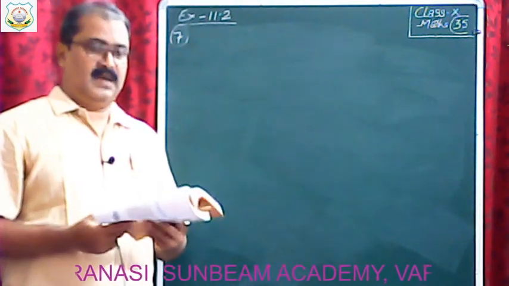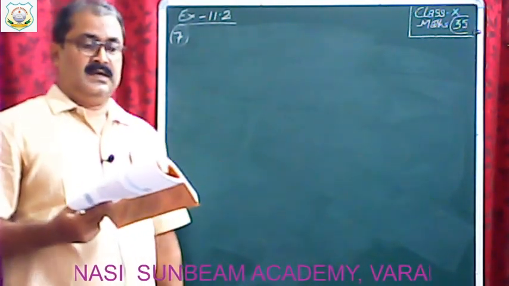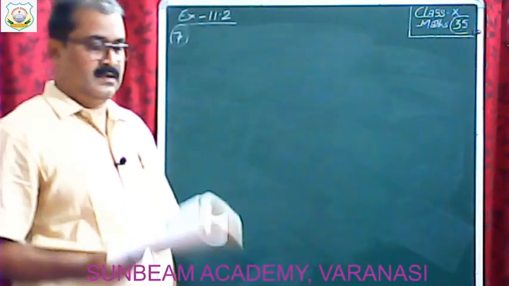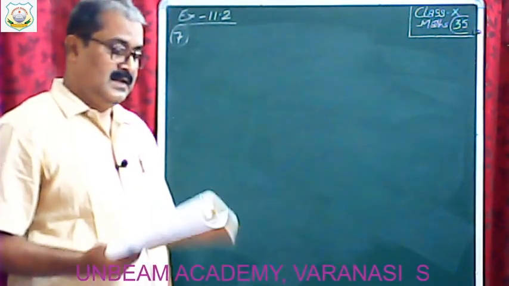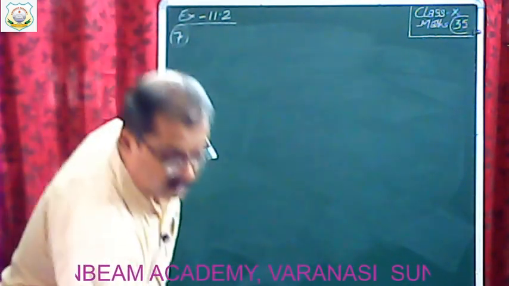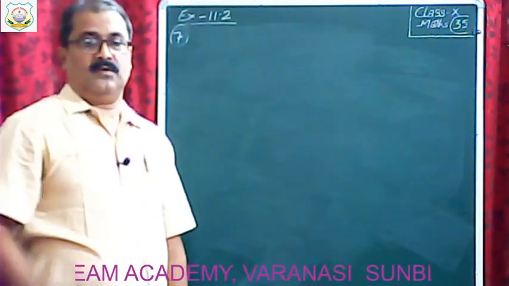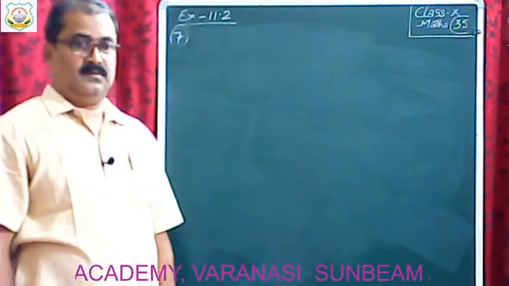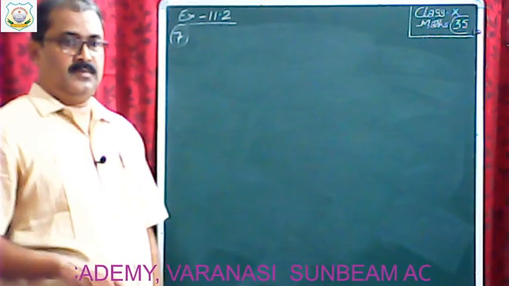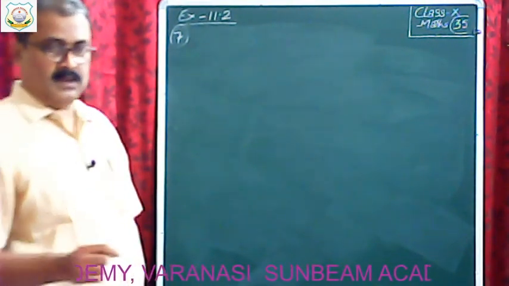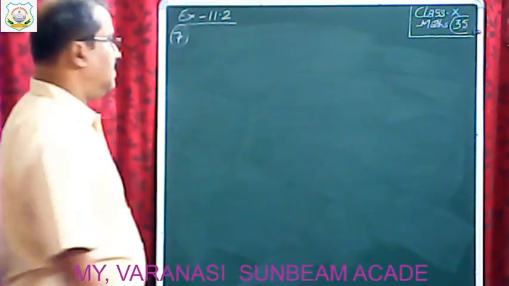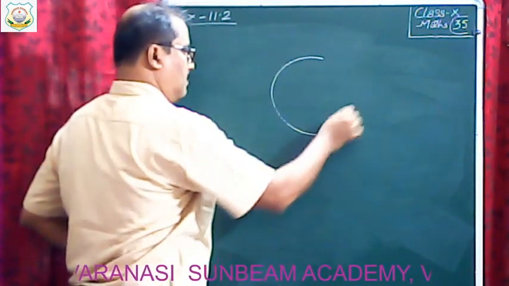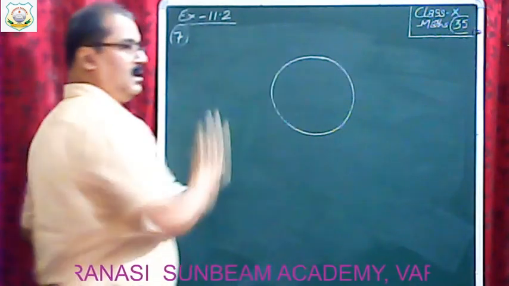With the help of a bangle, you have to draw a circle, and take a point outside the circle. You have to draw tangents from that external point to the circle. Using a bangle to draw the circle means you do not mark the center of the circle. So first of all, draw a circle with the help of a bangle. Don't mark the center.